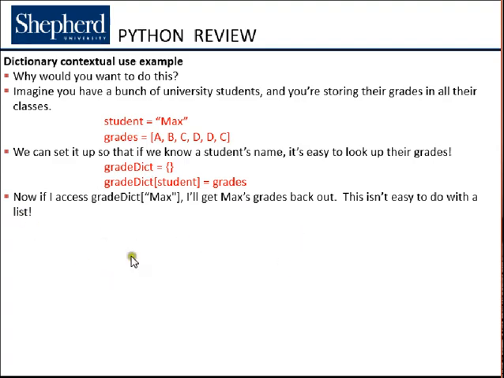So we create a dictionary, and it's empty. Then we use student as a key in that dictionary. So grade dictionary, the key student. In this case, student has the value Max, and we assign grades to that particular key as the value. Now if we access grade dictionary Max, we'll get Max's grades back out. And let's take a look at this.